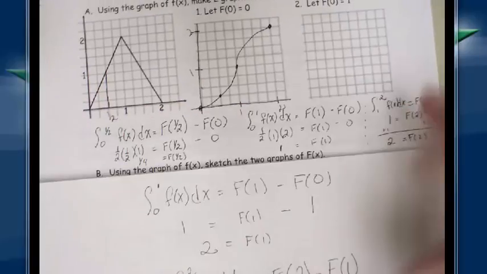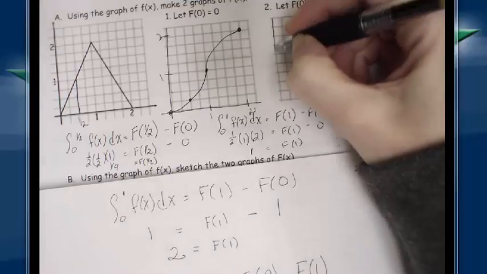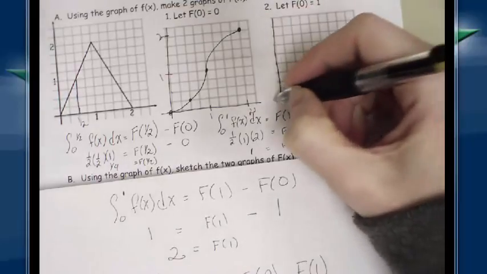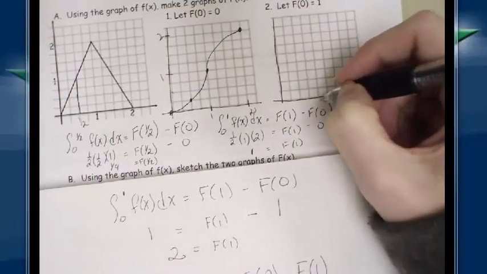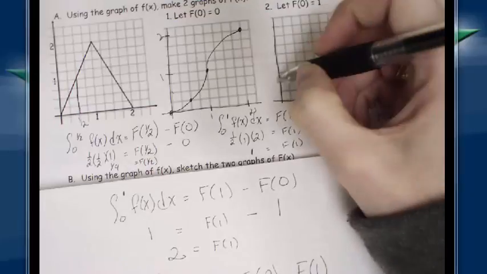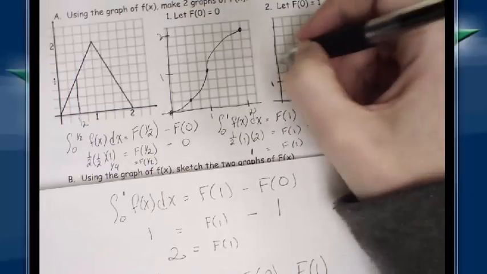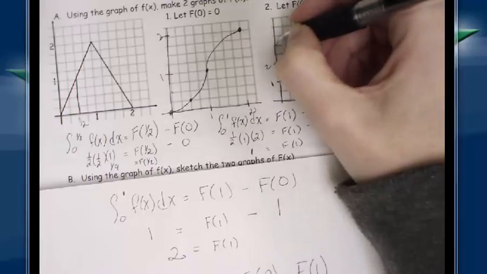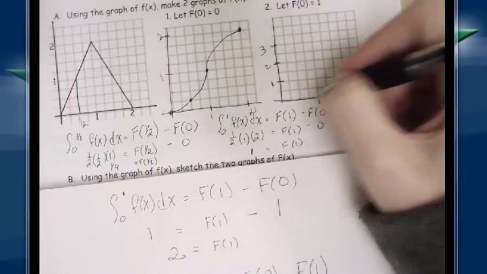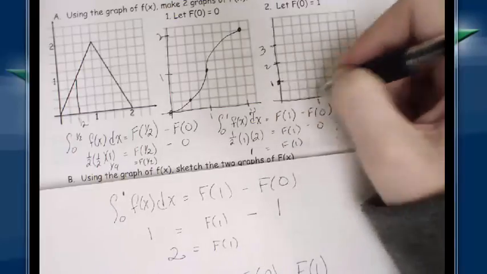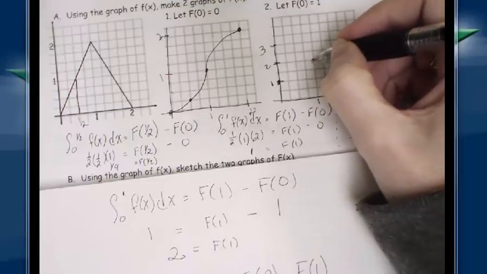So when I plot these points, going to have to affect my window here. It's gonna get wild and crazy. 1, 2, so I'm gonna go like this now. 1, 2, 3. That'll work. So F of 0, 1, F of 1, 2, F of 2, 3.